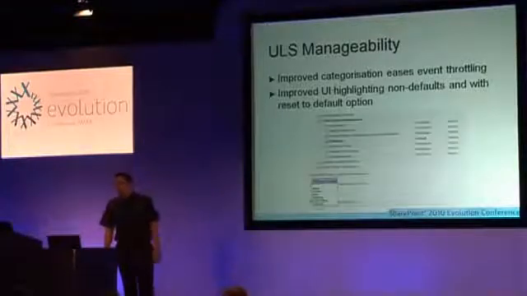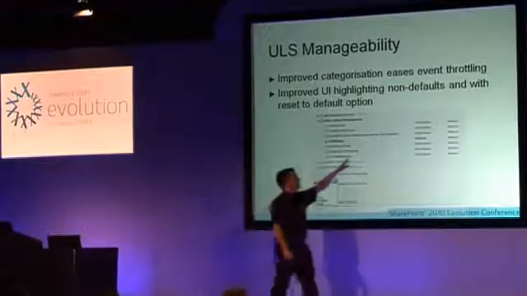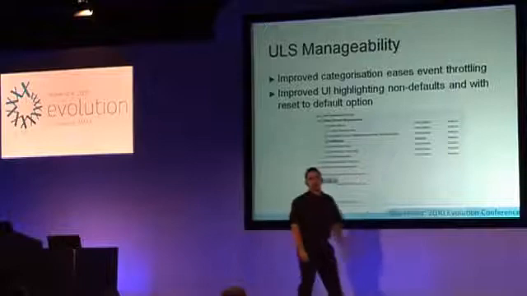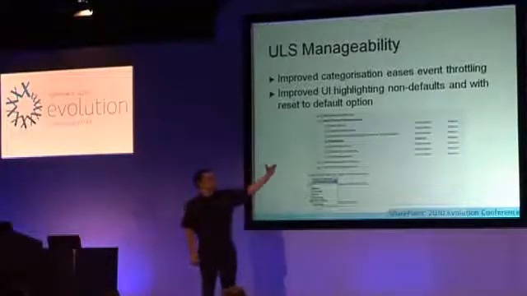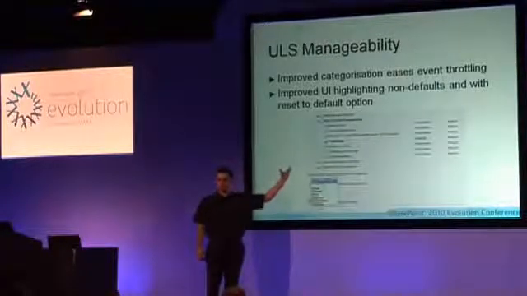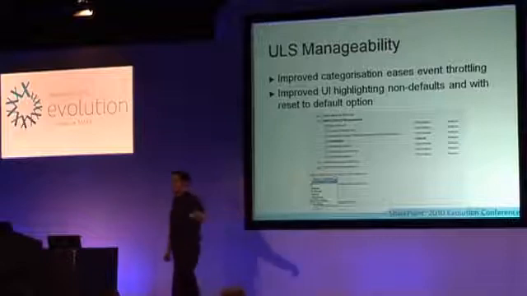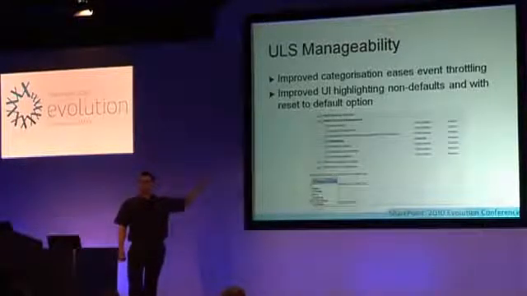Also, in the UI, you'll notice that we actually highlight non-defaults. So here you can see something's been changed to critical, and it's been highlighted in the UI. So it's not a default value. If you change that to verbose or low or something like that, it will flag it in the UI so you're able to see what's changed and then change it back if you need to.